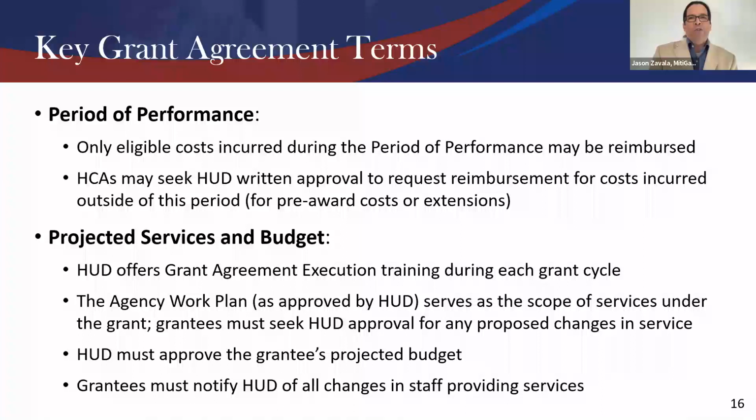Now let's look at some of those key grant agreement terms. We start with the period of performance. This is the set timeline by which you are representing your housing counseling activities tied to the HUD grant. Only costs outlined as eligible can satisfy reimbursement. These are most commonly your program labor and benefits, training and marketing, and some other aligned cost codes.